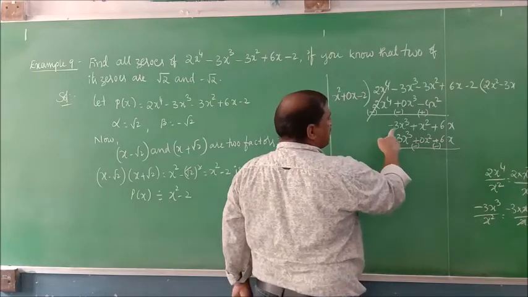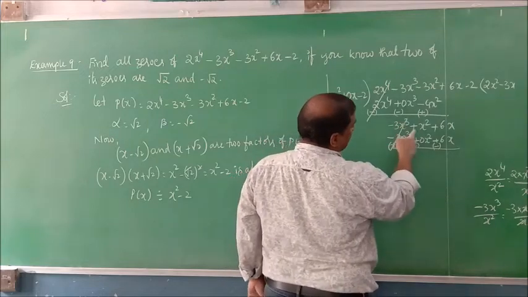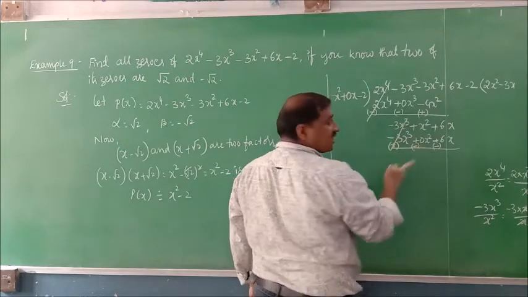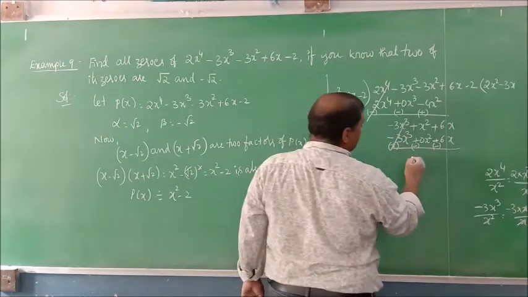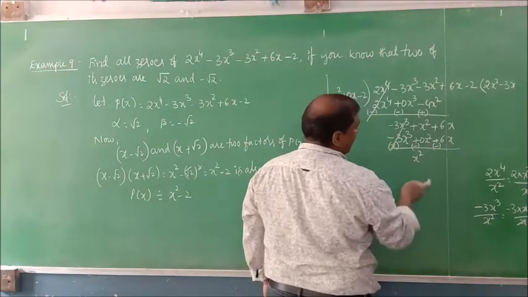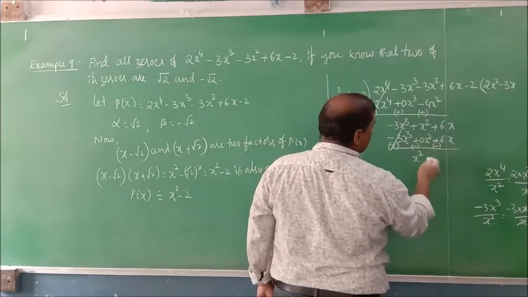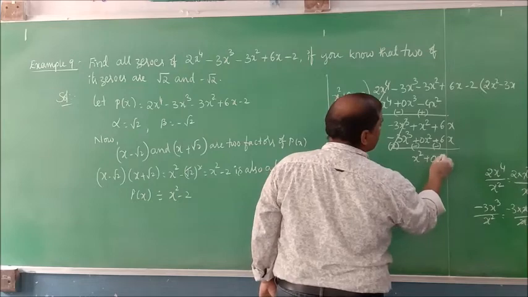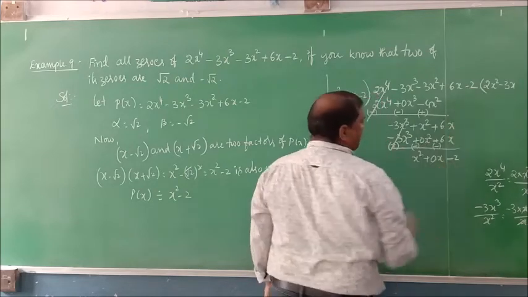So now minus 3x cube plus 3x cube both are cancelled. Now it is plus x square minus 0x square. When you add 0 to anything you get the same, that is plus x square, or simply x square. Plus 6x minus 6x we get 0x. Then bring down the last term, minus 2.